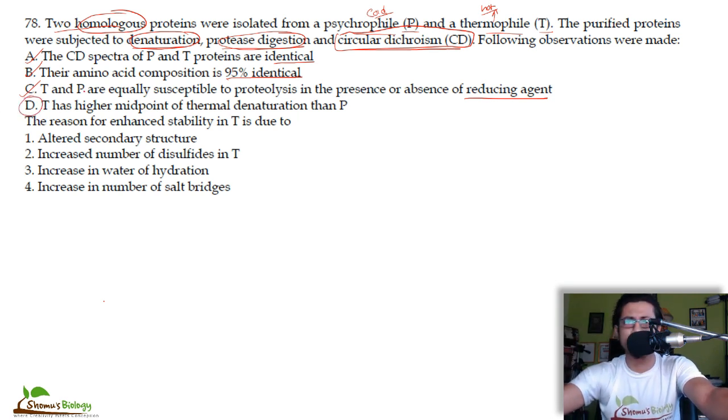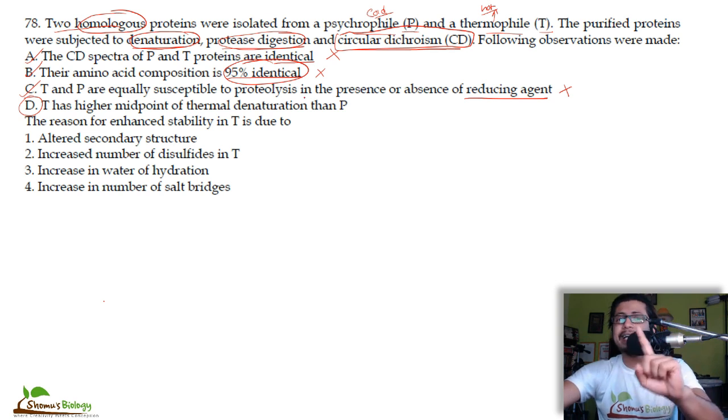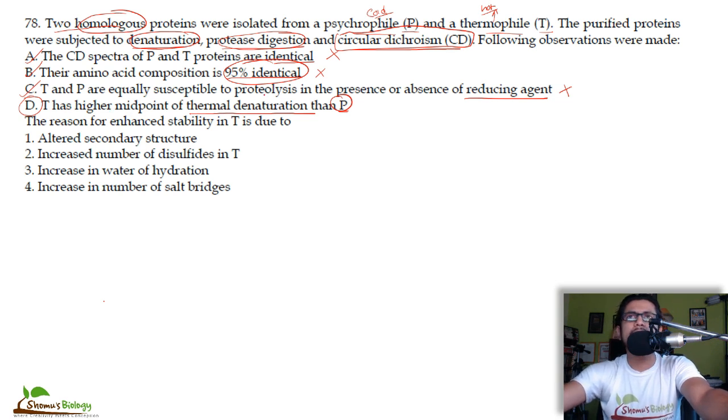Among these four statements, if you read them carefully, the CD spectrum is the same between the two, so nothing new there. The amino acid composition is 95% identical, nothing new. T and P are equally susceptible to proteolysis, so nothing new. But the only thing that differs between T and P, thermophile and psychrophile, is the midpoint of thermal denaturation. For psychrophile the thermal denaturation point is low. For thermophile, the thermal denaturation point is high.